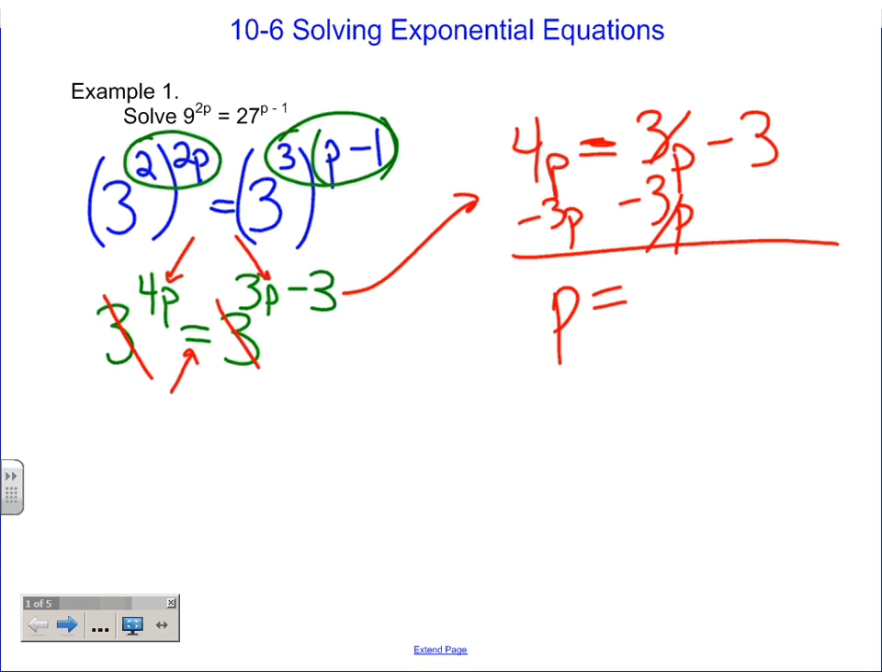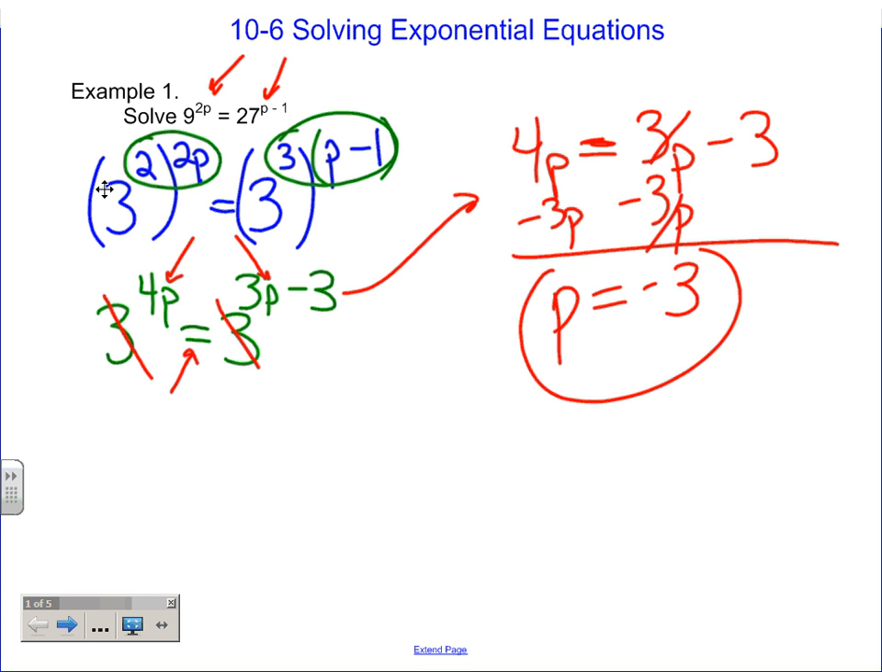P is negative 3. Now some of you might be hesitant because I always told you can't take the log of a negative. Well, I'm not saying I'm taking the log of a negative here, right? I'm just saying that the only value for p that's going to work here is if I put negative 3 back into the original. Obviously, that's something you could check if you really felt like it. You put negative 3 there, you put negative 3 there, and find out, do both sides give me the exact same thing? They do, if you really want to know. So that one's pretty straightforward.